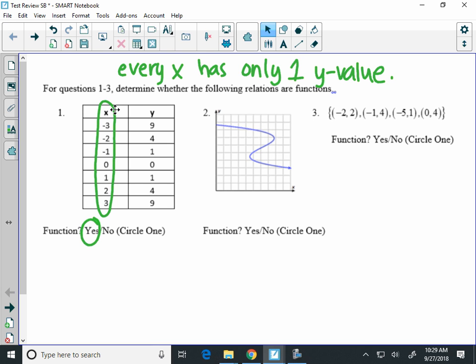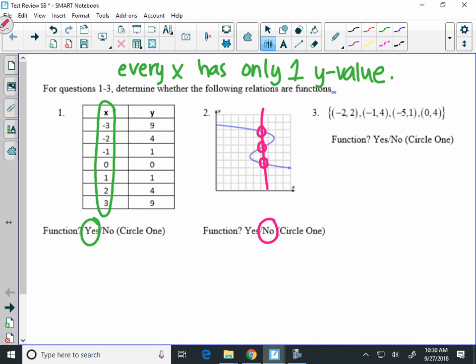In number 2, to determine if the graph is a function, you need to use the vertical line test. Now, the vertical line test says that if I draw a vertical line anywhere through the graph, if it crosses more than one time, then it fails the vertical line test and is not a function. If the line had only gone through the graph one time, then it would be a function. But this one fails, so it's not a function.